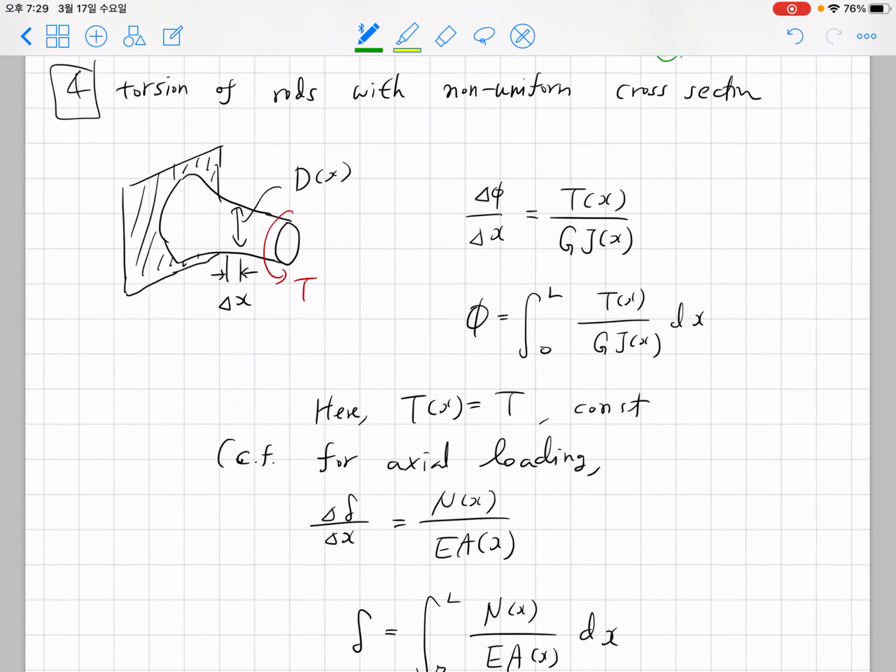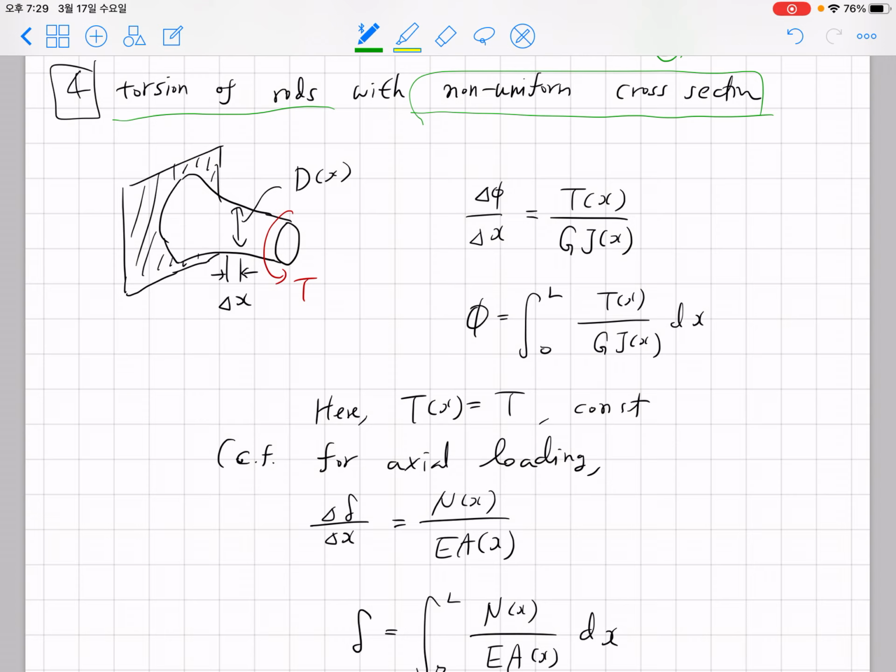And as a final lecture for torsion loading, because we're gonna skip the video lecture for topic 5, which is plastic deformation, let me give you torsion of a rod with non-uniform cross-section or non-uniform, non-constant torsion T. Okay, so first we're gonna consider non-uniform cross-section. Second, we're gonna consider non-uniform, non-constant torsion T.